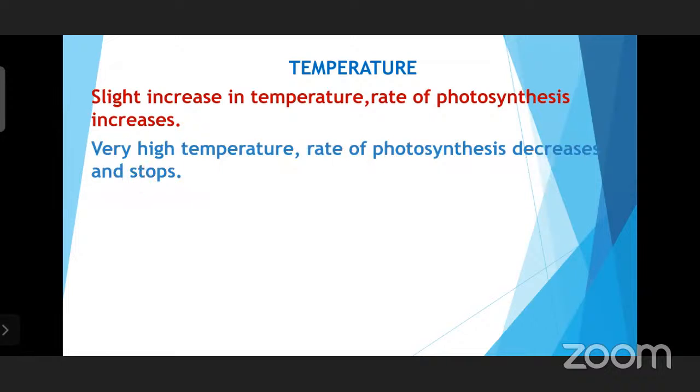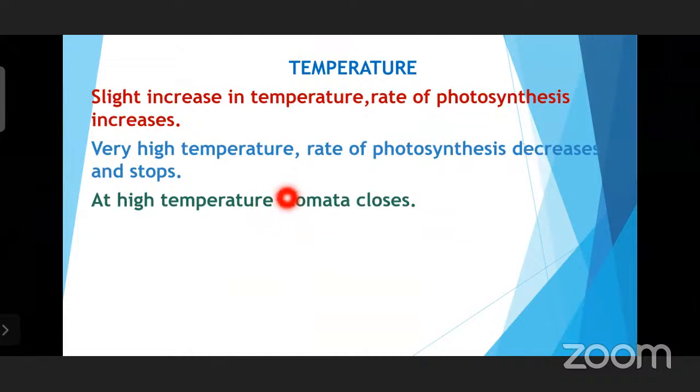If the temperature is increasing higher and higher, transpiration will take place through the stomata, and water loss will take place. And you know abscisic acid is going to close the stomata to prevent the water loss. And if the stomata get closed, carbon dioxide entry will be stopped. So this is the reason photosynthesis will stop.